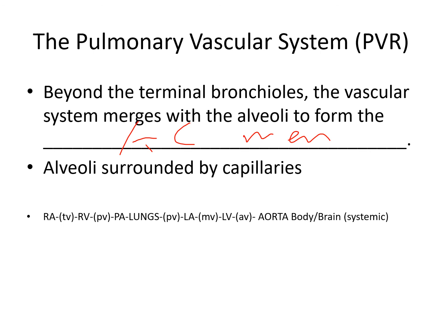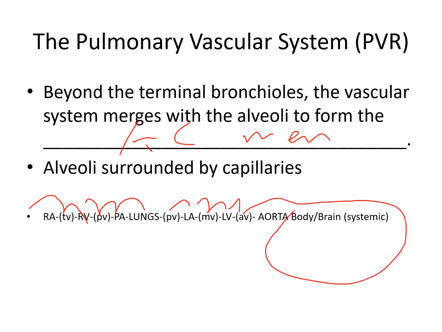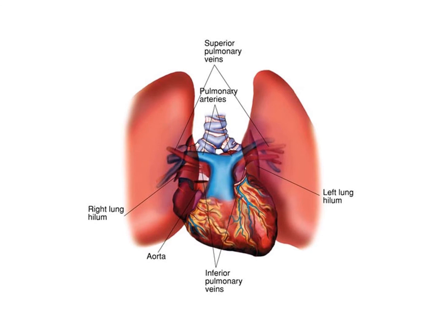So you have the right atrium going through the tricuspid valve to the right ventricle, through the pulmonary valve to the pulmonary artery, to the lungs, then through the pulmonary veins to the left atrium, which then goes to the mitral valve, which then goes to the left ventricle, which then goes to the aortic valve, which then goes through the aorta to the body and/or back to the lungs for the tracheobronchial tree, but only 1% does that. This is what you're looking at for the big picture.